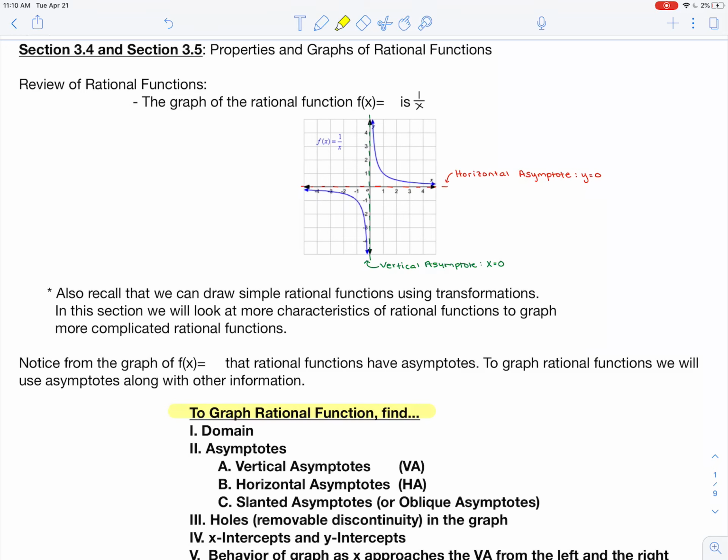Section 3.4 and 3.5, Properties and Graphs of Rational Functions, Part 2.